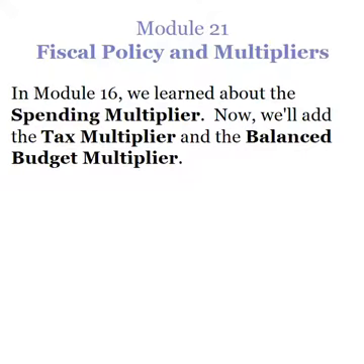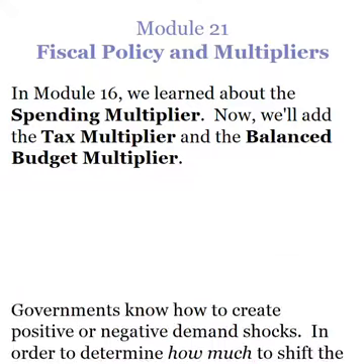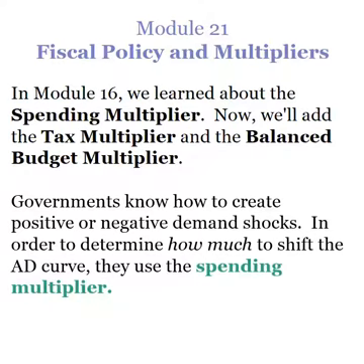And then the balanced budget multiplier will be the equation for situations where government spending and taxes both change in equal amounts, but you all have learned that government spending multiplies more. This equation will help us find out how much it actually multiplies. So we'll start by reviewing the spending multiplier.